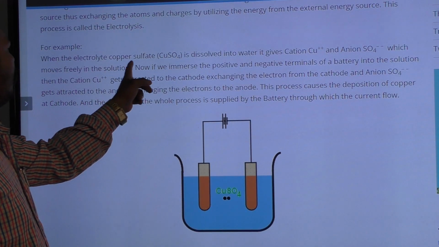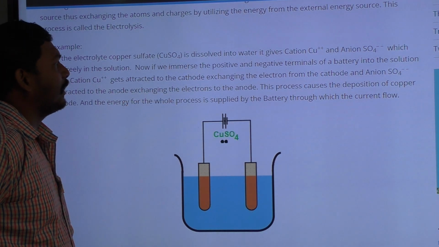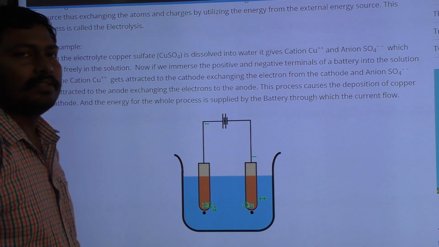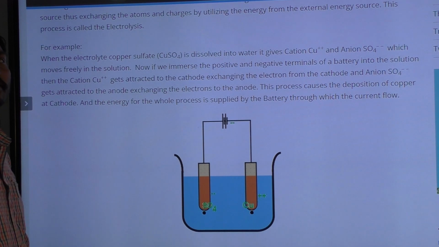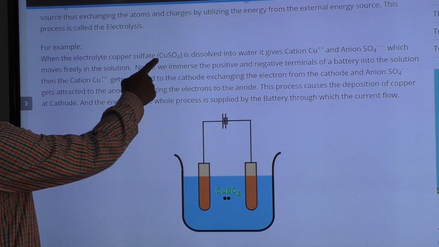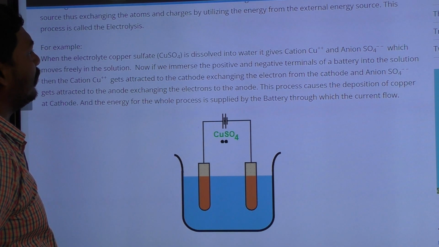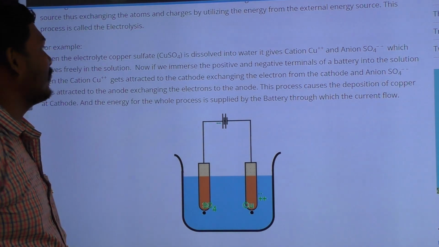When copper sulfate CuSO4 is dissolved into water, it gives Cu++ and anion SO4 minus, which move freely in the solution. As you can see, this is the solution. So here what was the solution? It was copper sulfate CuSO4. Now after it gets dissociated, it forms Cu++ and SO4 minus.